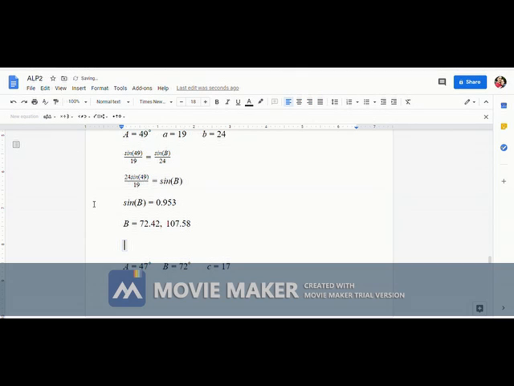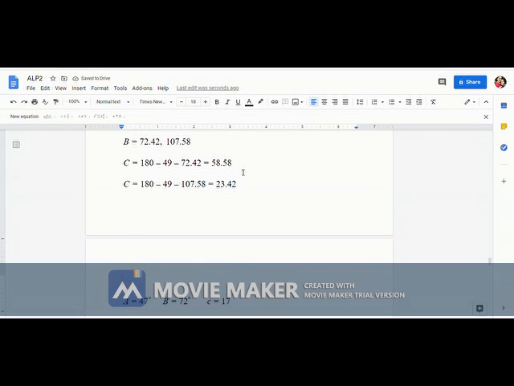So to find angle C, C is going to equal 180, the max value of a triangle, minus 49, minus, for this first solution we'll do 72.42. And that equals 58.58. Okay, and then for our other triangle, we'll get angle C equals 180 minus 49 minus 107.58. That equals 23.42.